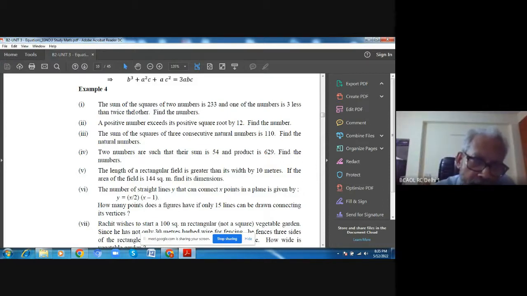Some fact is given in the form of a sentence, and you have to make an equation, and then finally you have to find the numbers. Let's see how it is done.